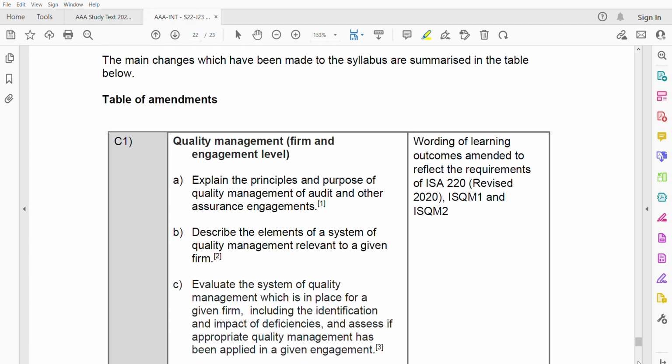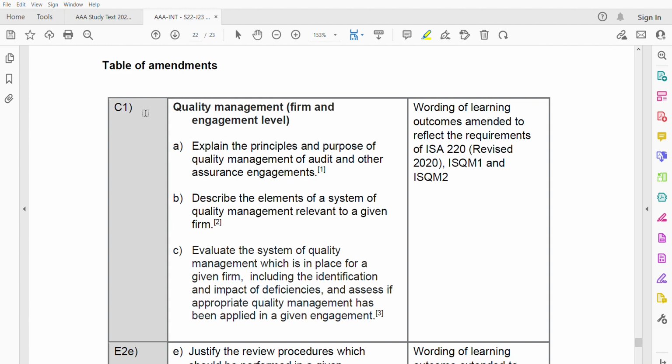So, table for amendments. Okay, this is C. C means from your section C. Why does C1 mean from your section C? What is section C? Section C is quality management. From this area, only this has been changed. What is it? Wordings of learning outcomes amended. They just have whatever your learning outcome should be, they have just amended the words. That's it. Okay. Change is not so drastic.